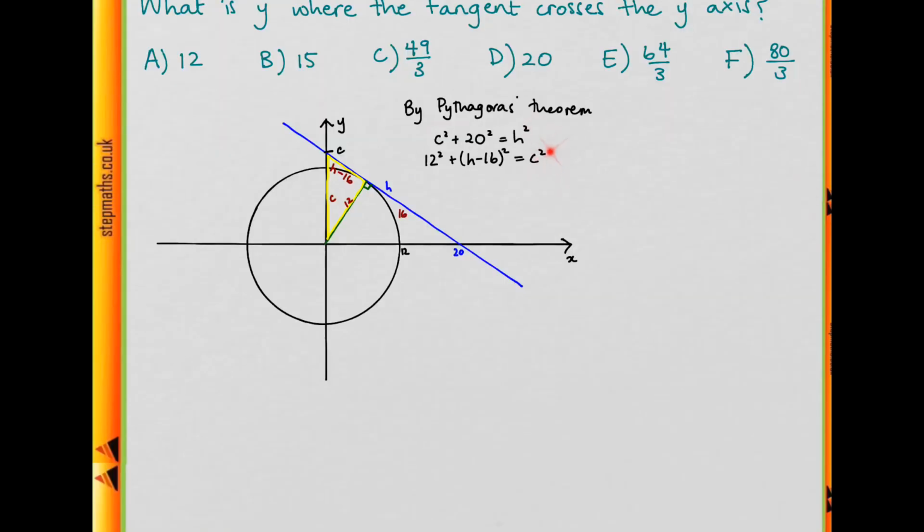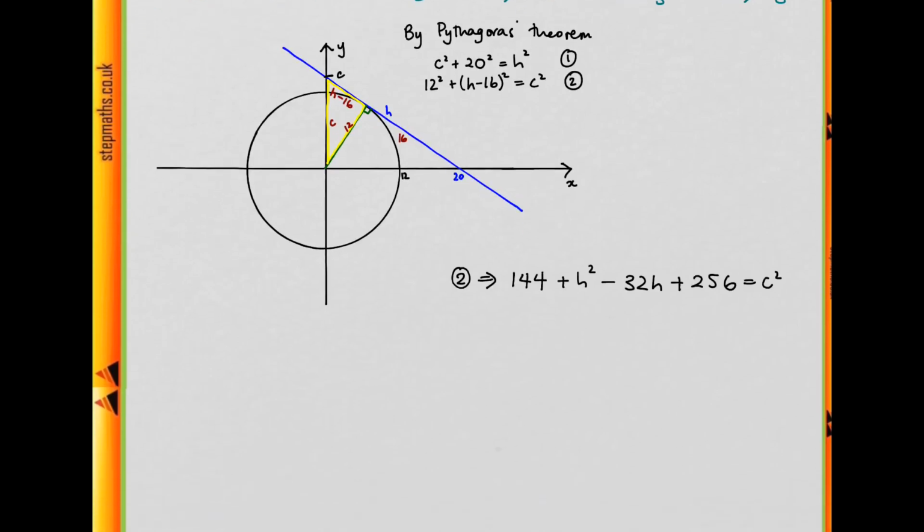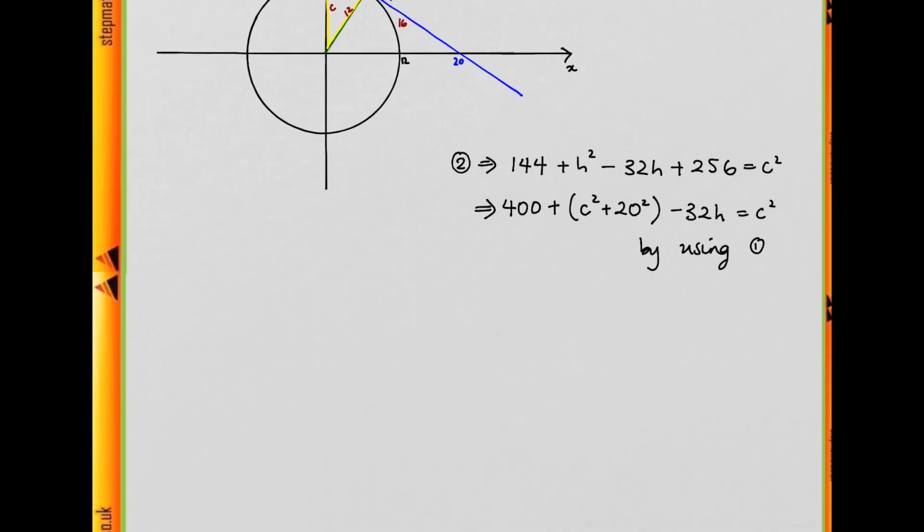Okay, so now we've got these two simultaneous equations for H and C, and I'm going to label them as 1 and 2. So let's expand 2 out first. Okay, so that's just by expanding this bracket out, and now we can substitute for this H squared by using 1. So that's just substituting straight in and then adding 144 and 256 to make 400 as well. And let's just tidy that last line up.